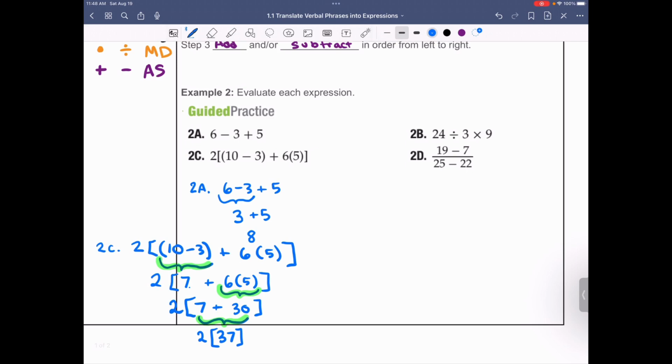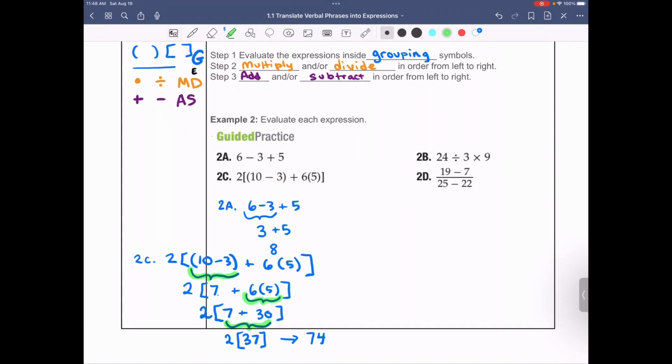So that becomes 2 times 37. 2 times 7 is 14. I'm going to hold that in my brain, 14. 2 times 30 is 60. 60 plus 14 is 74. And then you can either box or highlight your answer.